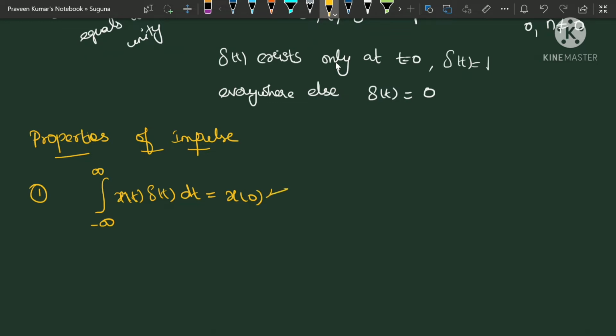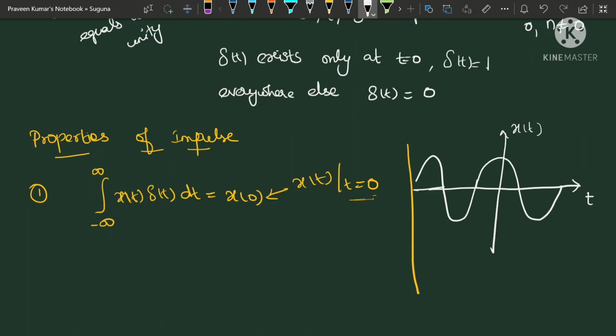What is x of 0? X of 0 என்ன? X of t at t is equal to 0. So t is equal to 0ல என்ன value இருக்கோ அதுதான் உங்களுக்கு resultantஆக வரும்னு சொல்றாங்க. ஓகேவா? So first நான் graphicalஆக இதை பண்ணலாம், next நம்ம அப்புறம் theoretical போகலாம். So graphical பண்றதுக்கு x of t ஒரு continuous time signal எடுத்திருக்கேன். Okay, I am taking the sine wave x of t of amplitude A.